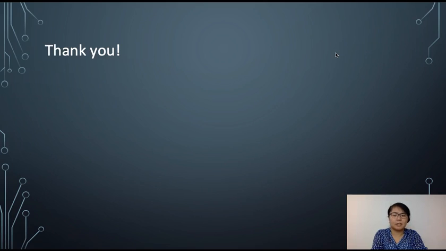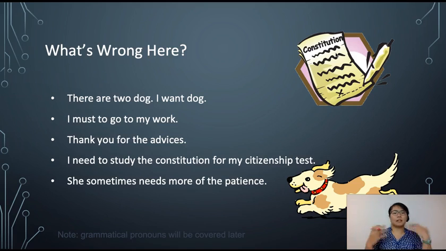Oh, I had my non-examples here earlier. So, any light shed on these? There are two dog. A common ESL error is to omit the S, which we need in English. Sometimes they can also leave out the determiner. I want a dog, I want the dog, I want that dog specifically. Same with, I must go to my work. That is actually more common, and becoming more accepted, but the technical error there is that since work is a non-count noun, it does not need that possessive pronoun, like, oh, I go to work. It is assumed that you go to your work.